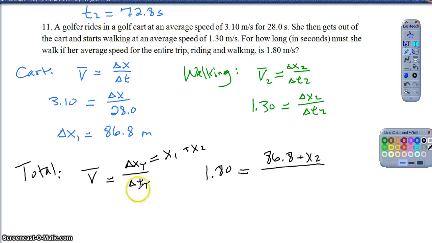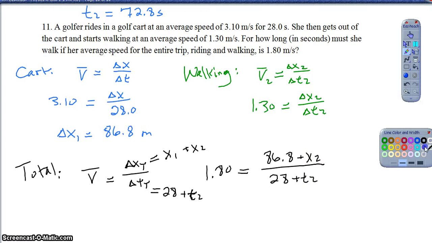I can do the same thing with the time on bottom. The total time would be the 28 seconds that she was riding in the cart plus whatever that second time, so t2, whatever that second length of time is here. So if I plug that in on bottom, 28 plus t2, I've got an expression that once again is in terms of x2 and t2, and these are the same x2 and t2 as up here. Okay, so I know I used delta up here and I didn't down here, but they are the same measurements.